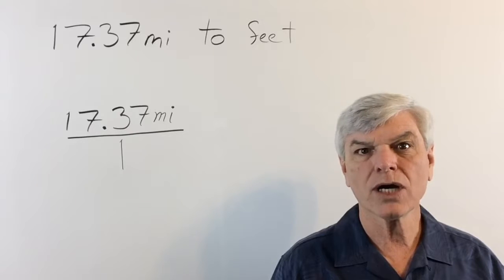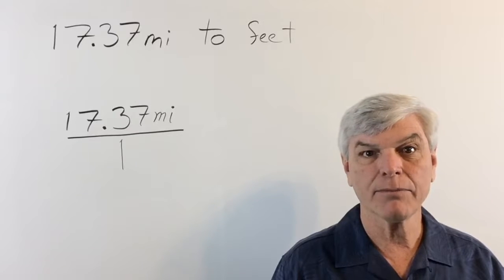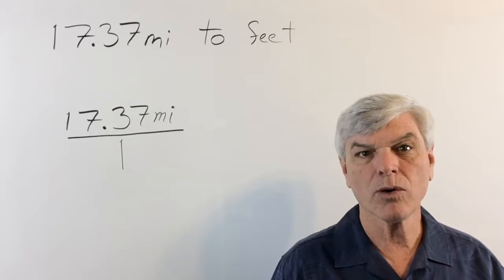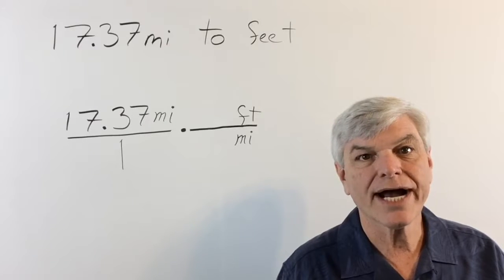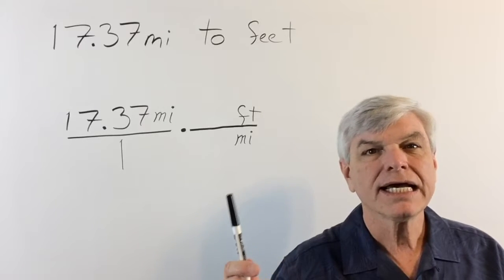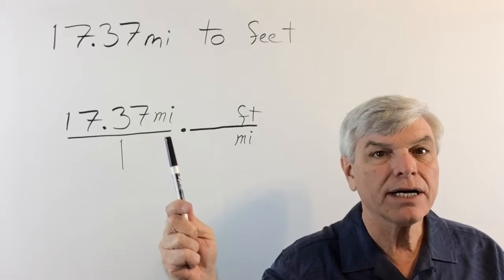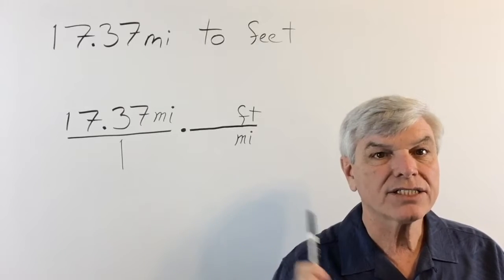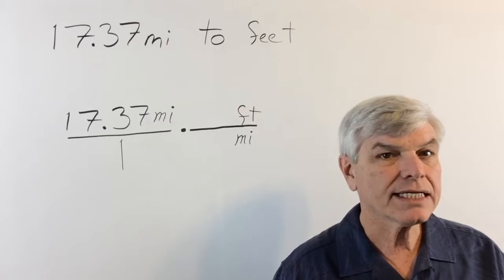Because what am I trying to get rid of? I'm trying to get rid of miles. And what am I trying to end up with? I'm trying to end up with feet. So this is what we're going to do. And we're going to multiply that times a fraction that looks like this. Can you see what we're doing? We started with miles on the top, and in the next fraction that we're multiplying, we're going to have miles on the bottom.